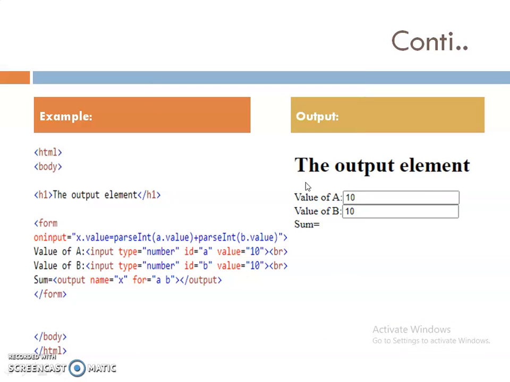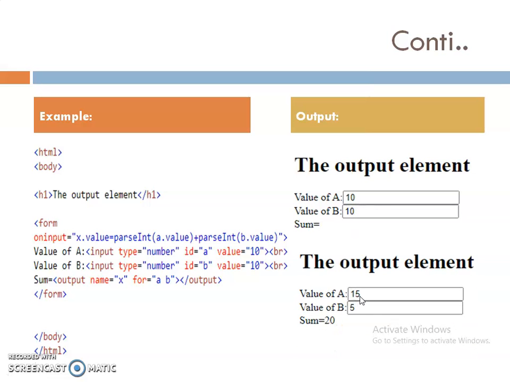First, this is our heading, the output element. Value of A is the label, and the default value is 10. Same for value of B, the label, value of B, and the default value is 10. Then the sum is equal to label. Now I'm performing addition, that means I am changing the values of A and B. Whenever I apply some value to A and B, at that time we get the sum. So I'm increasing the value of A to 15 and decreasing the value of B to 5, and we get sum equal to 20.